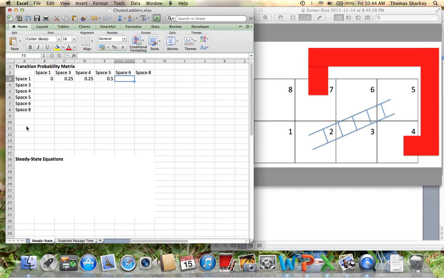If I spin a 4, I just move directly to space 5. I won't be able to move to space 6 with one transition. I won't be able to move to space 8 with one transition from space 1.